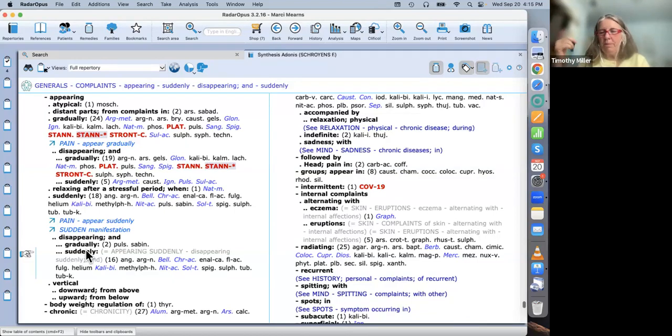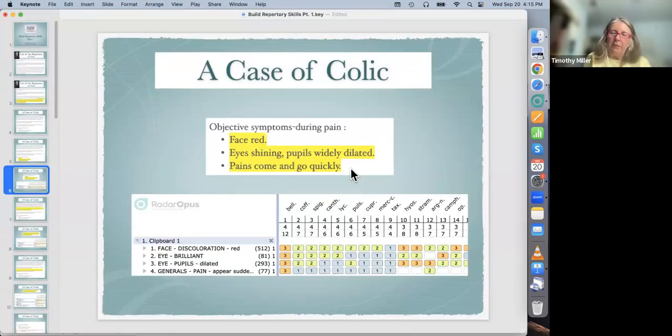Now, the thing I want to highlight about these historical cases that we're using for study, they basically give you everything you need to solve the case. All you gotta do is follow what they tell you, and you will get there, and you'll see the brilliance of the prescribing. So this symptom, I'll just use my equal sign to throw that onto that first clipboard. Generals complaints appearing suddenly and disappearing suddenly. That is exactly pains come and go quickly. Okay. And here I have a little screenshot of that clipboard.